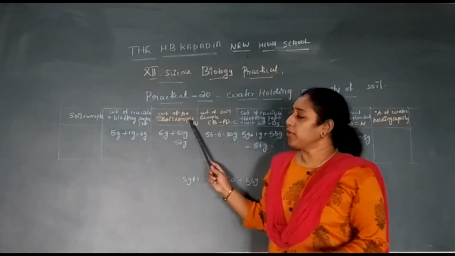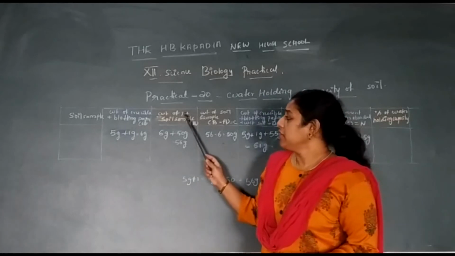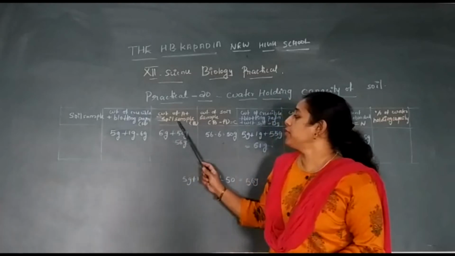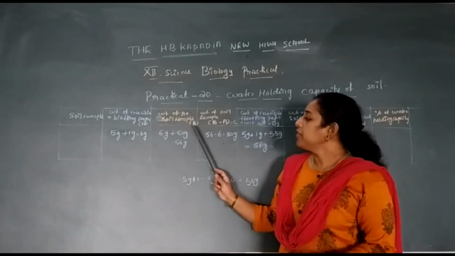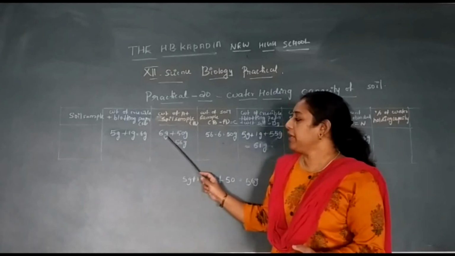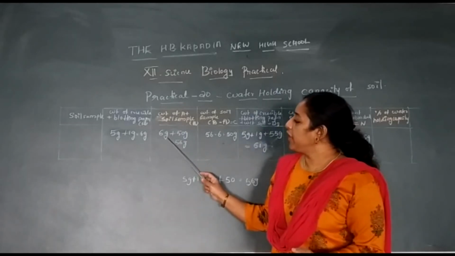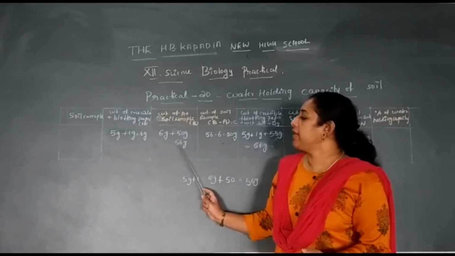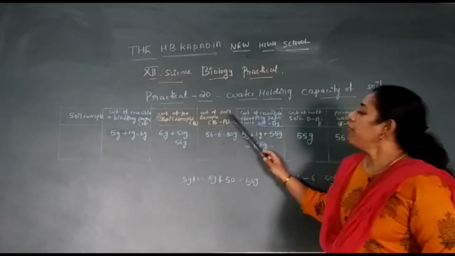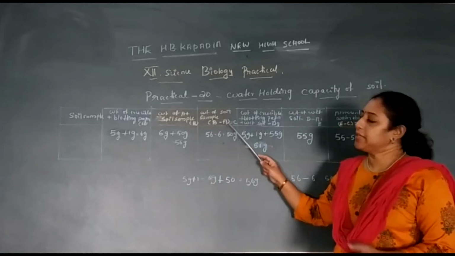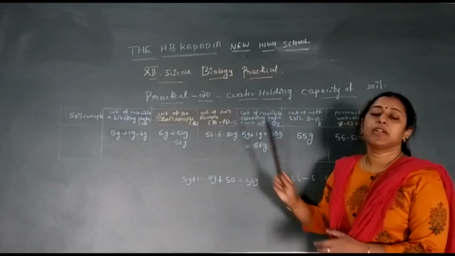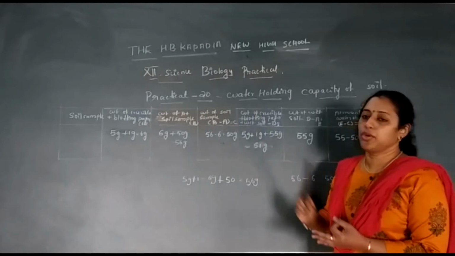In the second column, weight of A. Weight of A means the crucible and blotting paper and also the soil sample. So that means we have 6 gram of the crucible, and the weight of the soil sample is 50 gram, so that will be 56 gram. So this B is a combination of the crucible, blotting paper and soil sample.